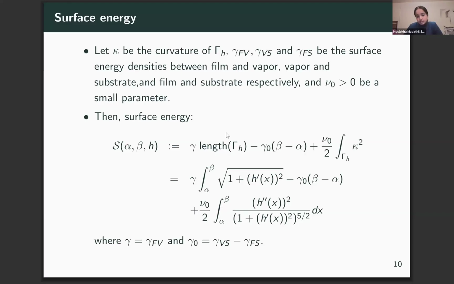These are taken from literature, and I would like to note that the nu naught over 2 integral of curvature square is in fact a mathematical tool, a regularizing tool that helps to smoothen the curves of H in some way. It makes the analysis easier, and like in many problems, it's an open problem whether analysis can be done without this term.